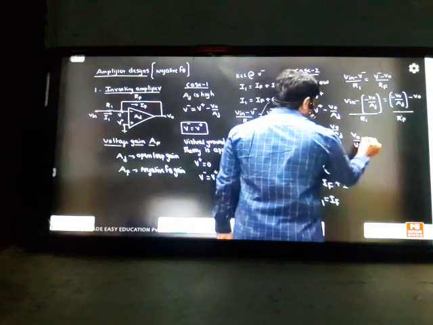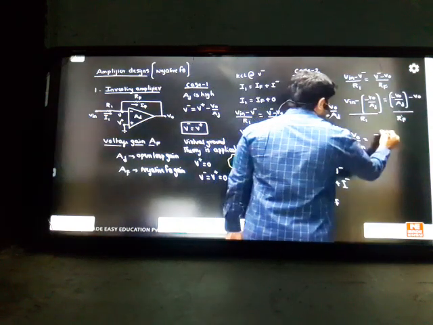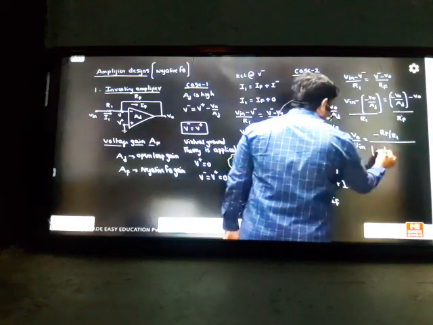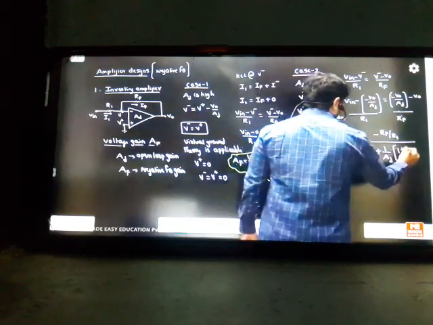V naught by VIN is equal to AF, which is minus RF by R1. You'll get the same gain. In the denominator you will get some error here: 1 plus 1 by AD into 1 plus RF by R1.